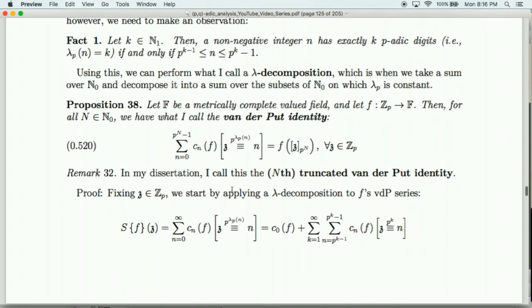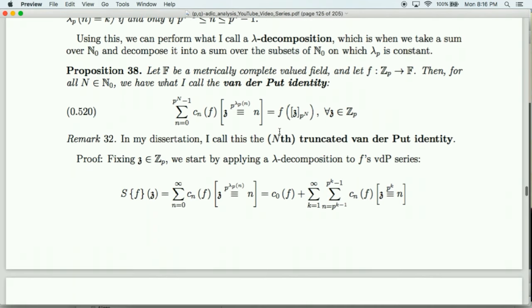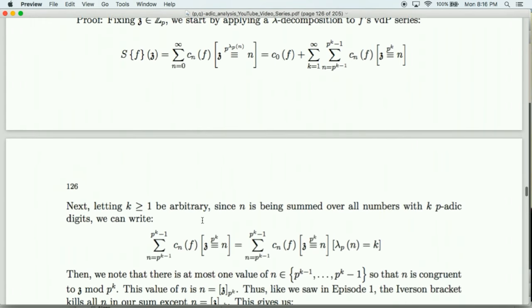So fixing z, we start by applying a lambda decomposition. We pull out c0, and then we sum over the level sets where lambda p of n is constant. Now, letting k greater than or equal to 1 be arbitrary, since n is being summed over all numbers with k p-adic digits, note we can stick this Iverson bracket in here.